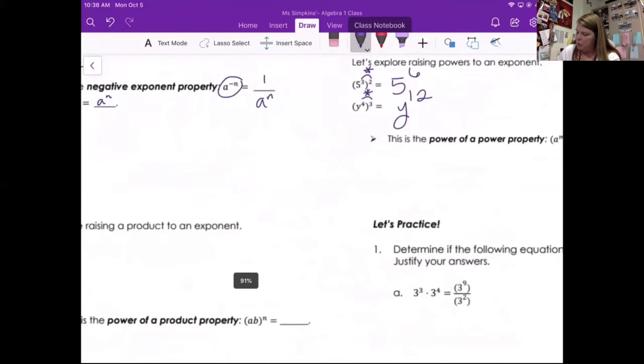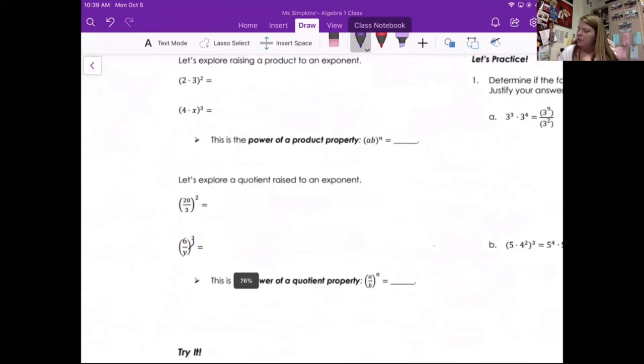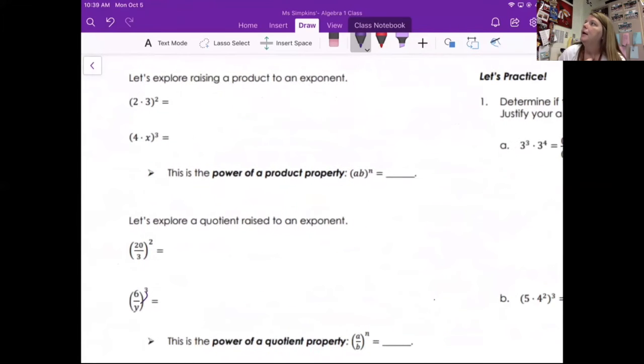Okay, so 2 more, which are similar to the quotient and the product property, but now we have 2 bases, 2 big numbers. So I want you to think about this like the distributive property. We can distribute that exponent to both of those things inside the parentheses. So that would give us 2 squared times 3 squared, and I'll give you a moment to figure out what that equals. I want you to get a final number answer. So 2 squared times 3 squared.